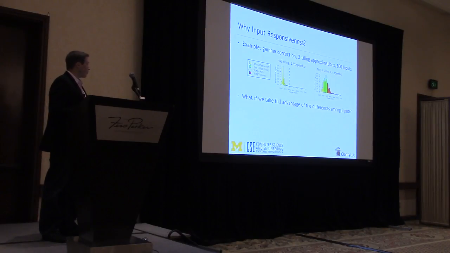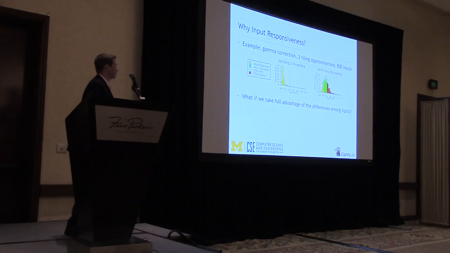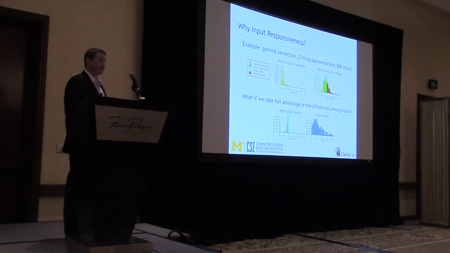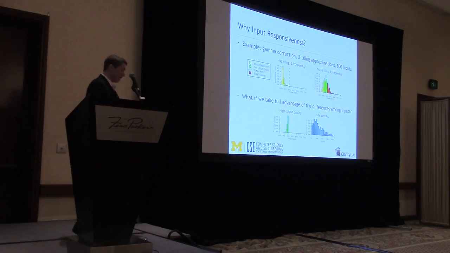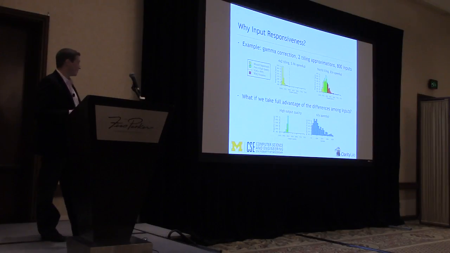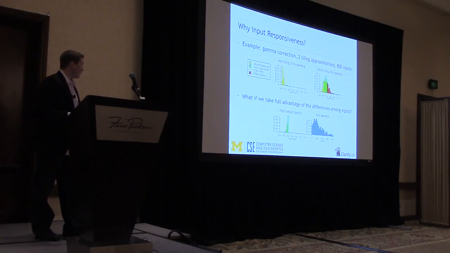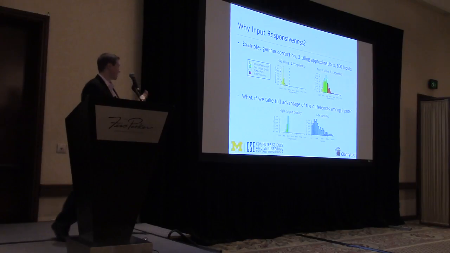And so if we imagine that we had a system that allowed us to take full advantage of the differences among inputs, what would it look like? What I do here is an experiment where I take this gamma correction, I take these 800 inputs, and I run a large space of different approximations on them. For each input, I choose the approximation parameterization that yields above 90% output quality and is the fastest approximation to do so. As we can see on the left here, by construction, we meet the 90% output quality represented by the vertical dotted lines in these graphs.